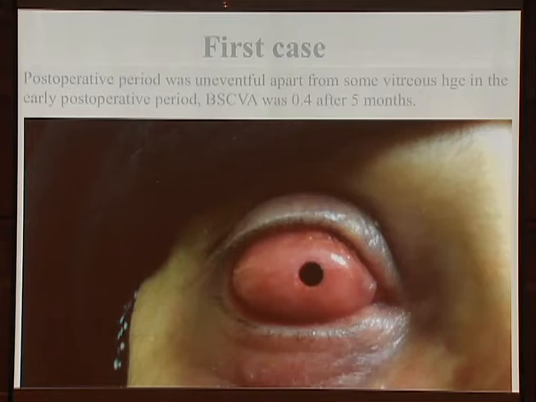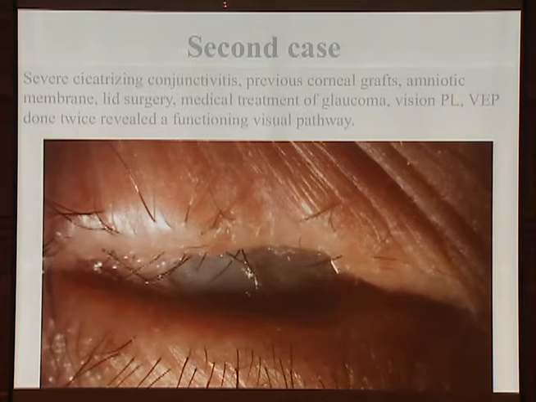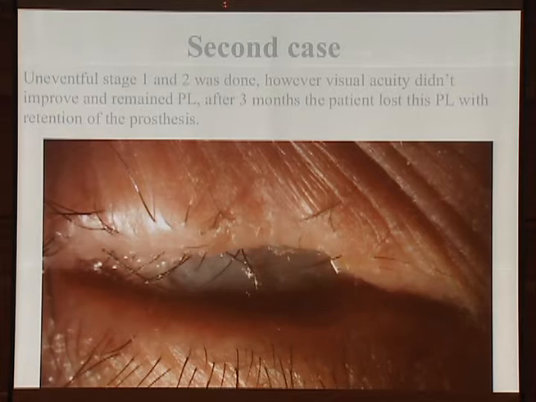The second case was an 83-year-old male with severe cicatrizing conjunctivitis, previous corneal grafts, amniotic membrane transplantation, and lid surgeries. He is on medical treatment for glaucoma. Vision was PL. Visual evoked potential was done twice by different operators and revealed a functioning visual pathway. Uneventful stage 1 and 2 was done, however, visual acuity didn't improve and remained PL. After 3 months, the patient lost this PL with retention of the prosthesis.